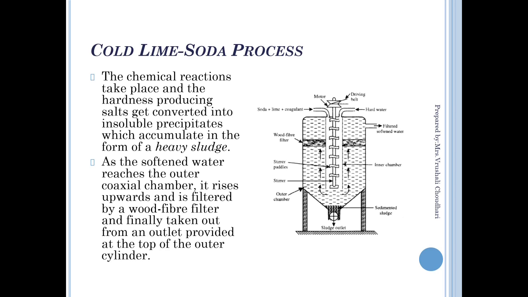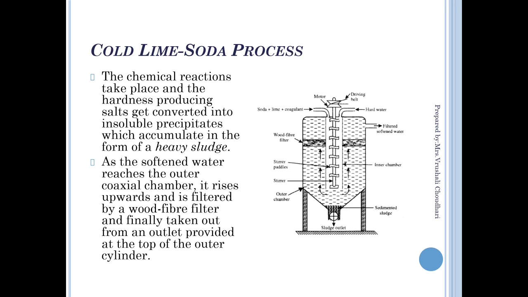When we are adding soda and lime from the top and it is going to the bottom, in the whole process it is going to mix with the hard water which is containing calcium and magnesium salt, and it will form an insoluble precipitate. Initially hard water is containing the soluble salts and that is converted into the insoluble precipitate.